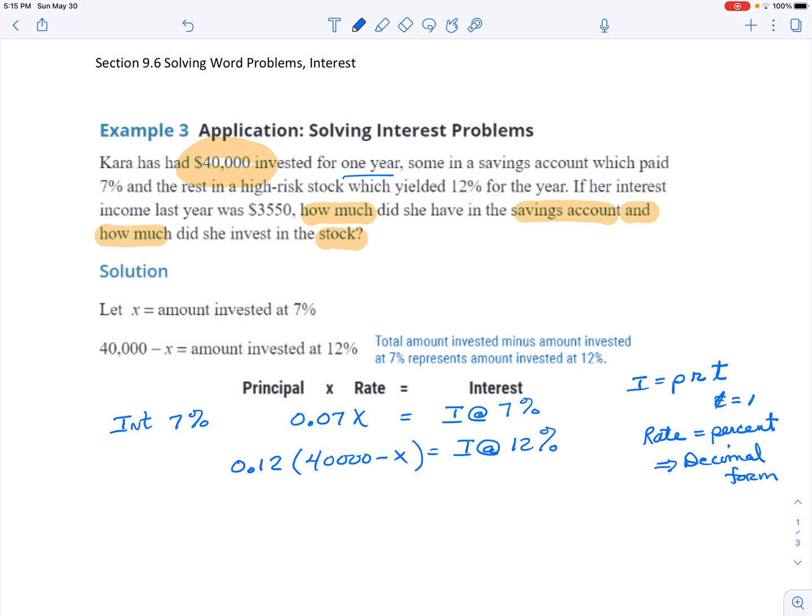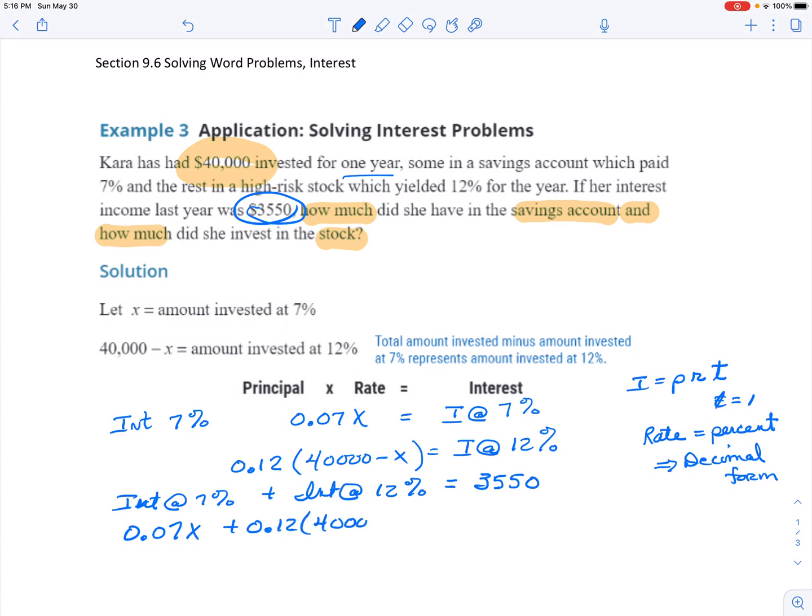So my equation is going to be, I'm going to take the interest at 7%, add to that the interest at 12%, and that's going to total up to this 3,550 total interest. If her interest income last year was, so that's her total interest income. All right, so I'm just going to go back and pick up these two expressions here. There's the interest at 7%. Here's the interest at 12%, and those two together add up to 3,550.